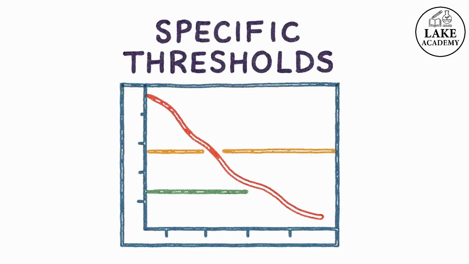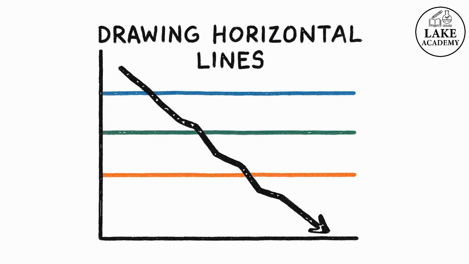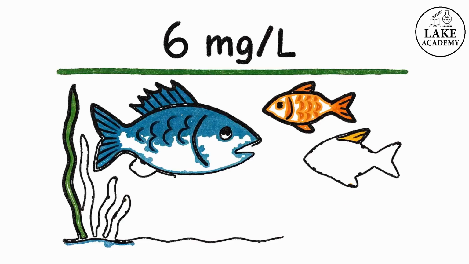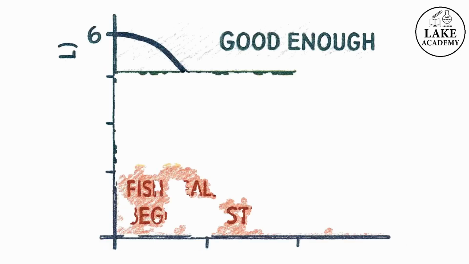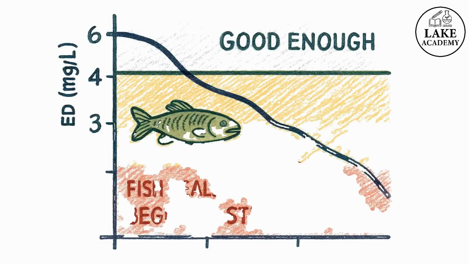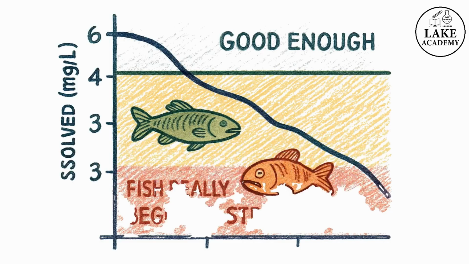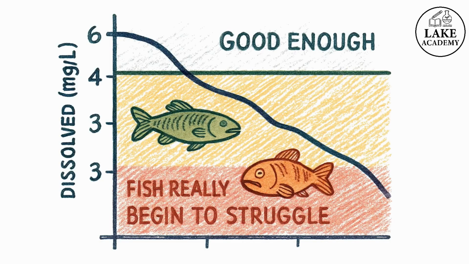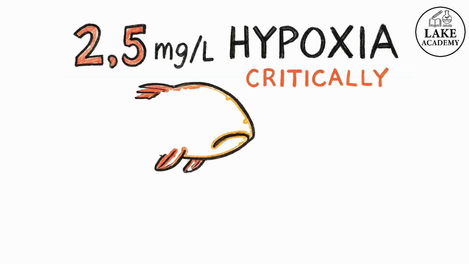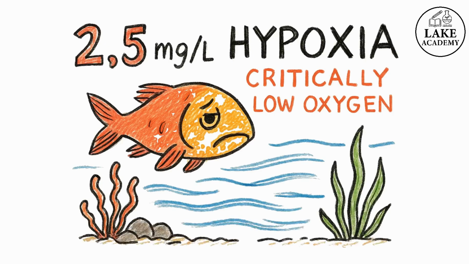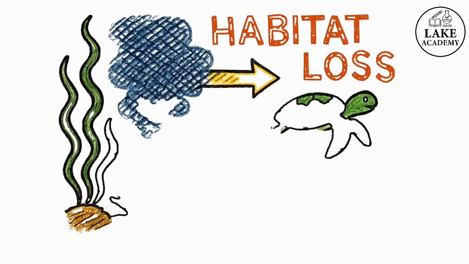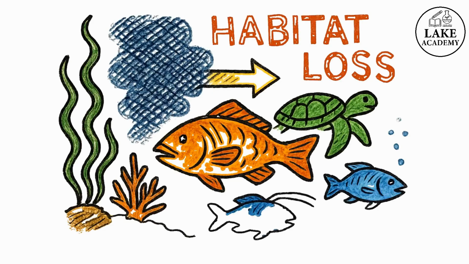To understand the severity of this decline, scientists use specific thresholds. Imagine drawing horizontal lines across our graph. A line at 6 milligrams per liter represents water healthy for most fish. Between 4 and 6, the habitat quality is good enough, but once the oxygen drops below 3 milligrams per liter, fish really begin to struggle. At 2.5, we enter a state called hypoxia, critically low oxygen. Fish and other mobile creatures will flee these zones if they can, effectively losing a huge portion of their habitat.